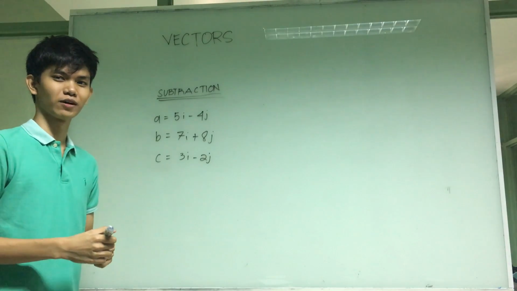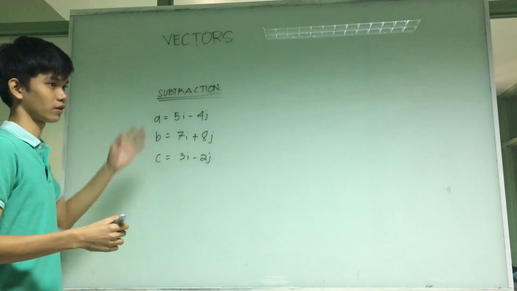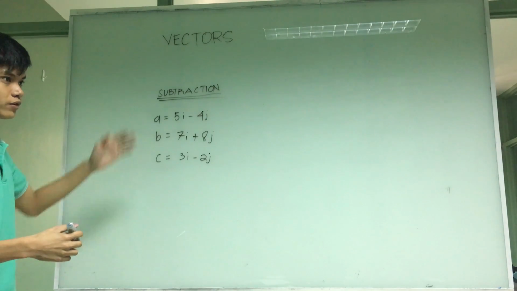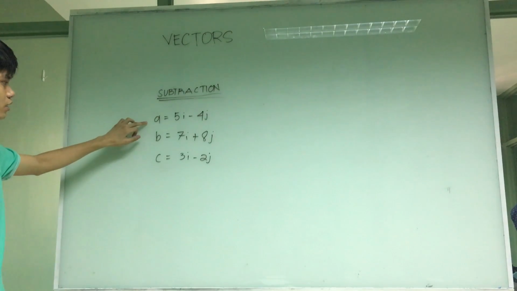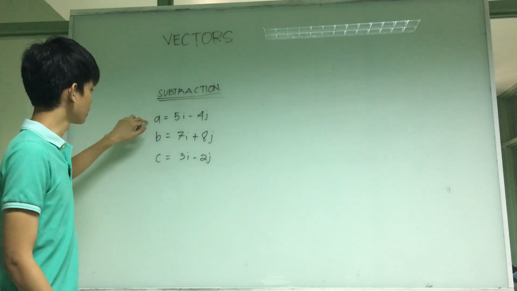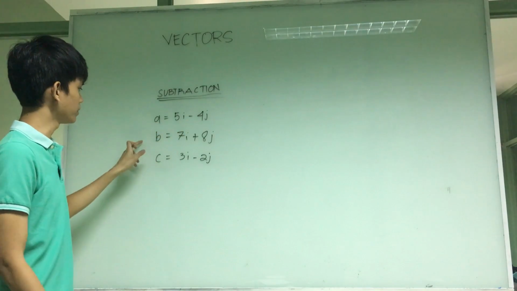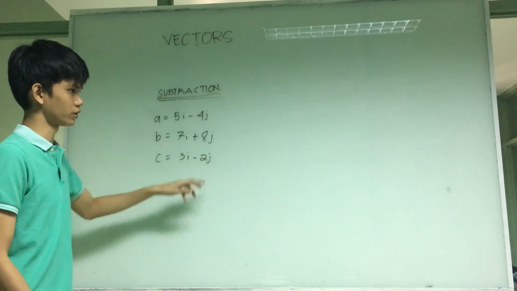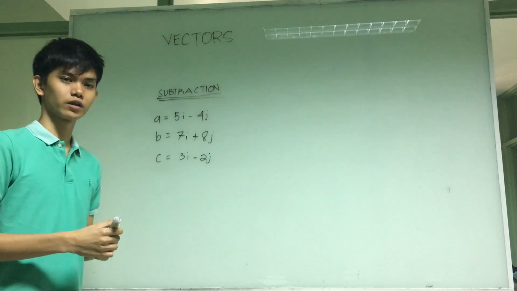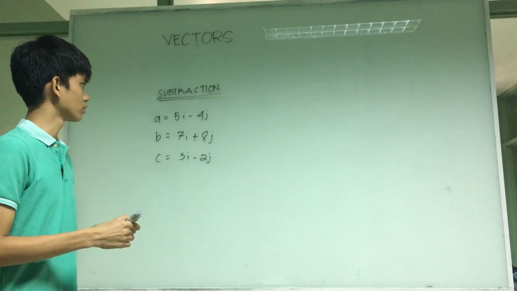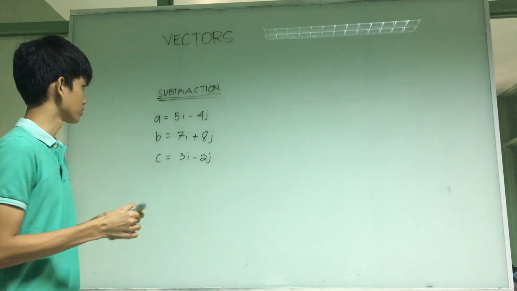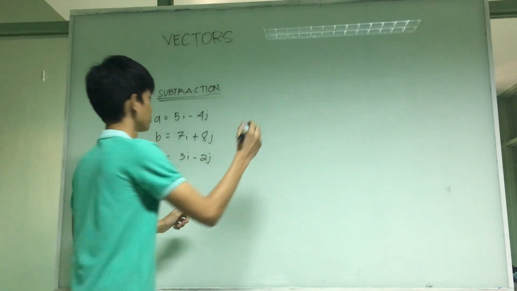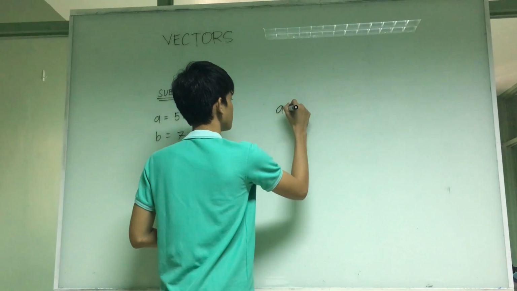So, as we've learned about addition of vectors, we're going to discuss now the subtraction of vectors. So, here we have the examples. A is equal to 5i minus 4j, B is 7i plus 8j, C is 3i minus 2j. So, just like addition of vectors, we are going to manipulate those with like terms. So, subtraction.